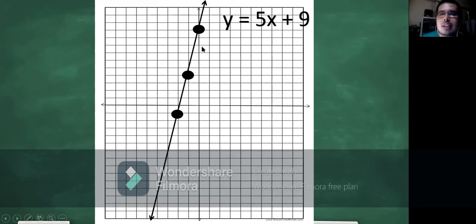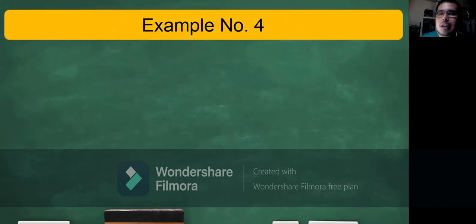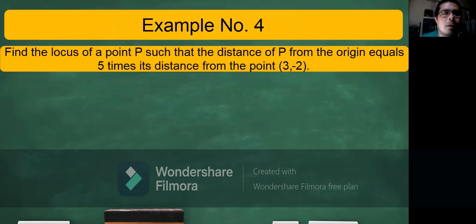So that's to satisfy the graph of y, which is equal to 5x plus 1. Okay, let's have our first example, or what I mean is fourth example rather. Let's find the locus of a point P such that the distance of P from the origin equals 5 times its distance from the point (3, -2).